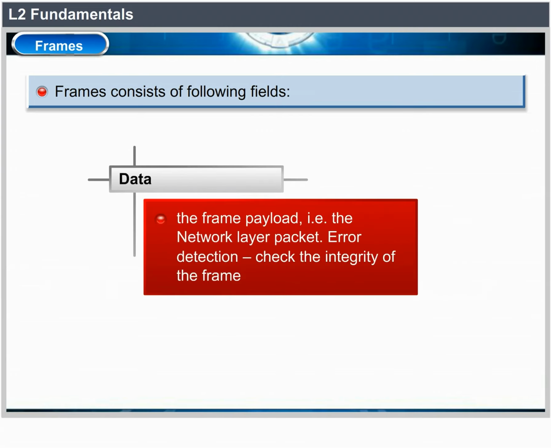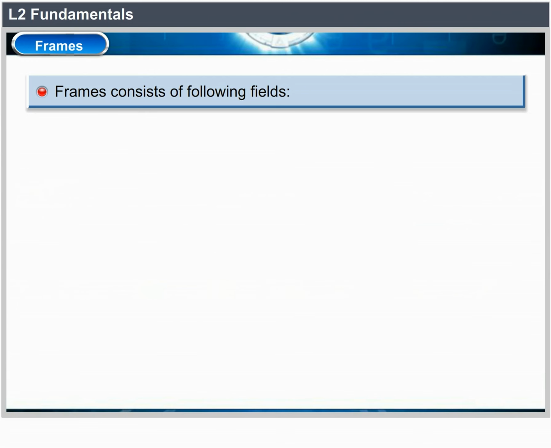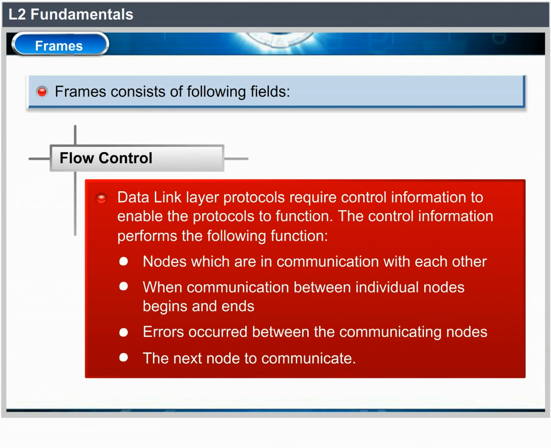Data, the frame payload, that is the network layer packet. Error detection, to check the integrity of the frame. Flow control. Data link layer protocols require control information to enable the protocols to function. The control information performs the following functions.